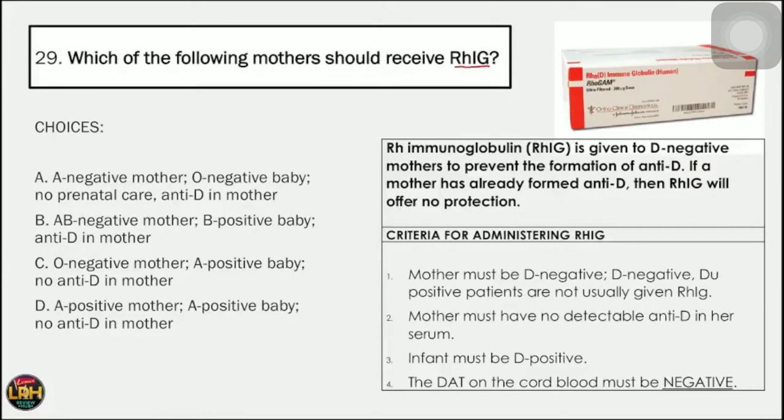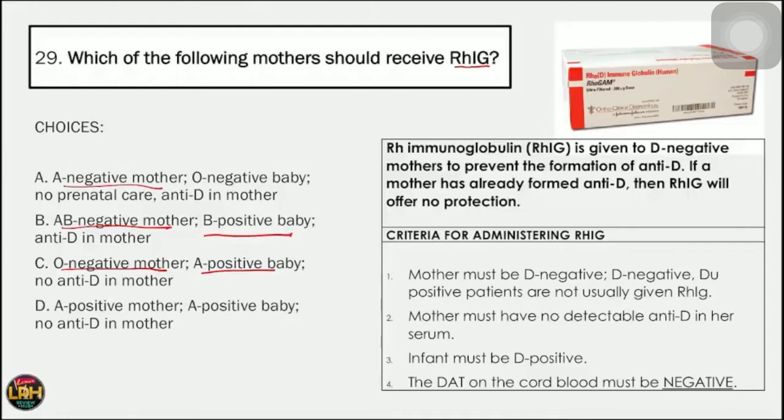So for this question, what we need is a D negative mother. So this can be this, and this. And a baby or a fetus that is said to be D positive. D positive, D positive. The question is, when are you going to administer the RHIG?